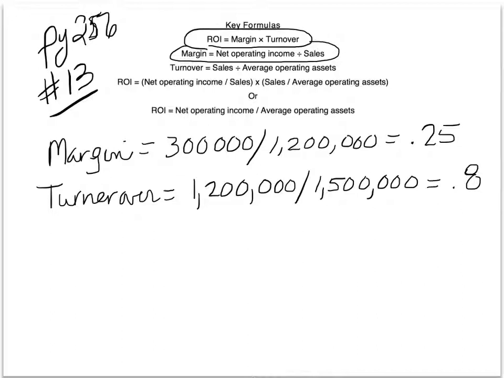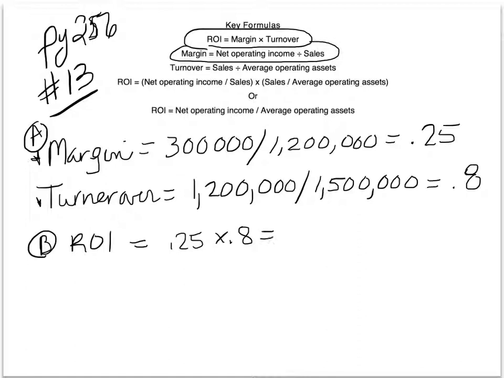Once we have computed the margin and the turnover, we can then go to B, which is what is the ROI. So this part answers A, and now we'll go to B. ROI equals margin times turnover. So in this case, we take the 0.25 times the 0.8, and we should get 20%. Fairly simple calculation when they give it to you this way in the book.